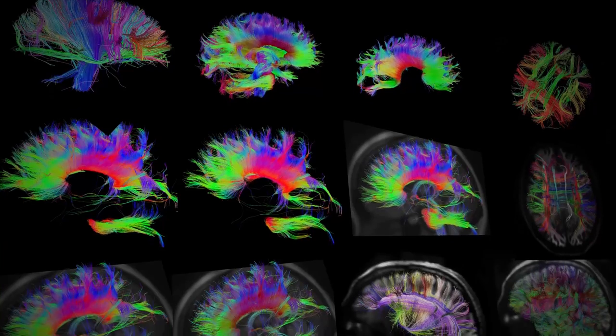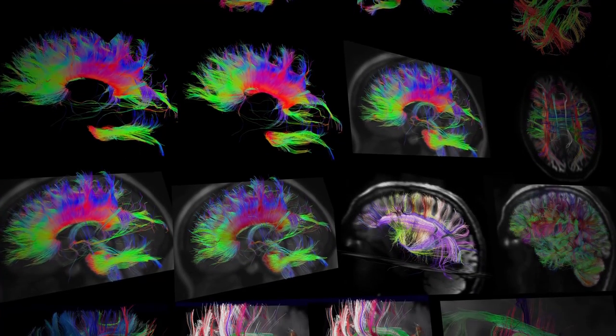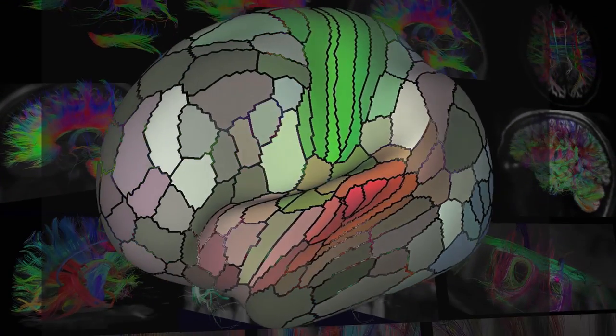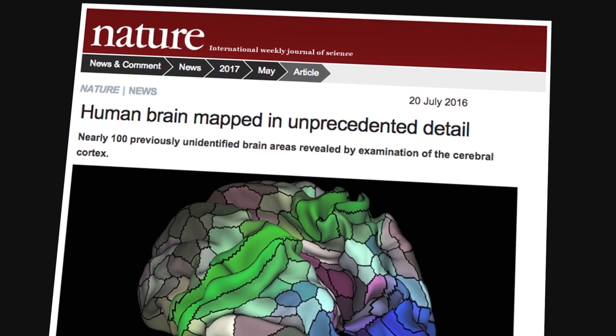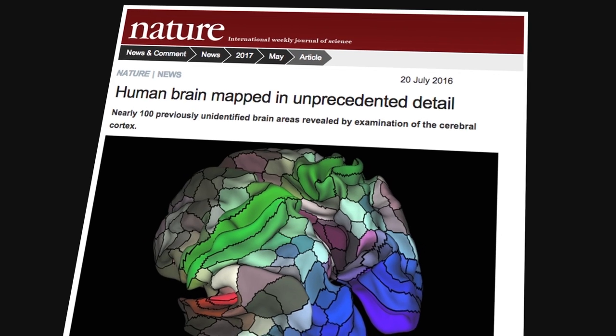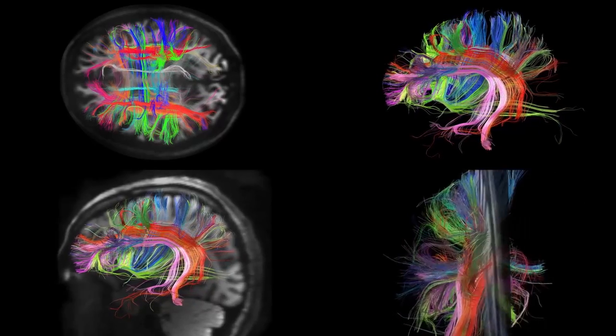Leading the effort, a master mapmaker. I consider myself a cortical cartographer. By July of last year, the HCP completed its first phase, a 21st century world map of the brain. We reported the presence of 180 distinct cortical areas. 97 of them were new to brain science. The connectome gives us this opportunity, a really great tool to be able to navigate the human brain.